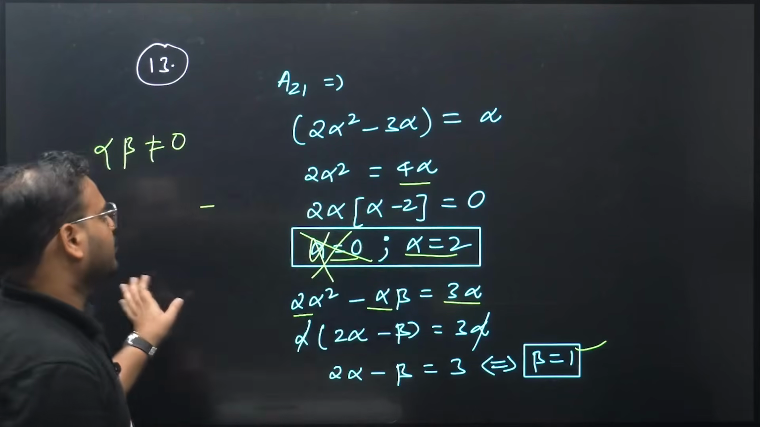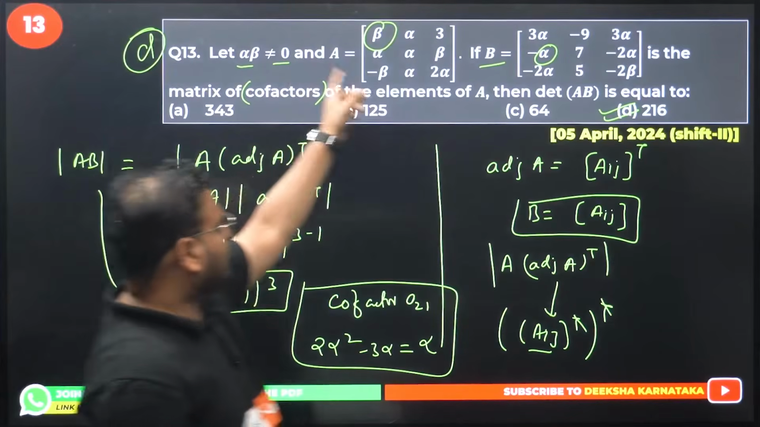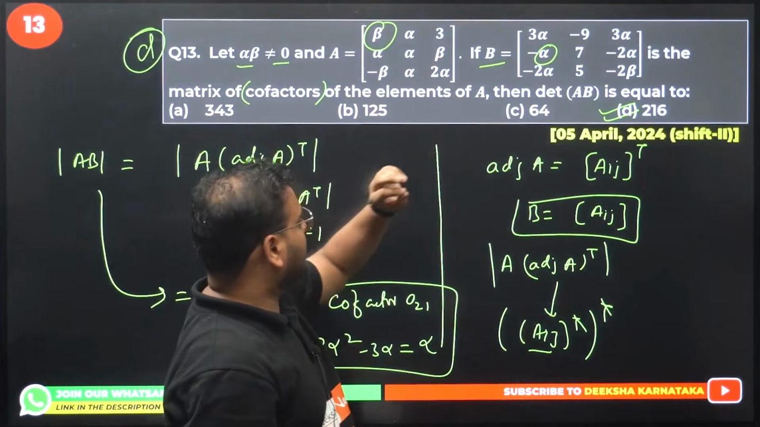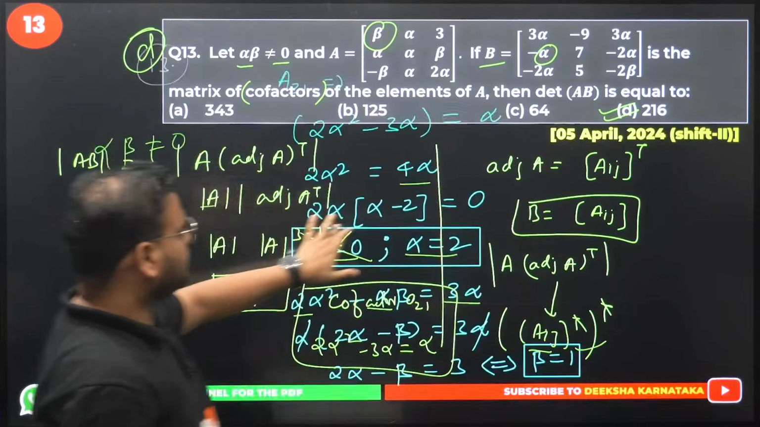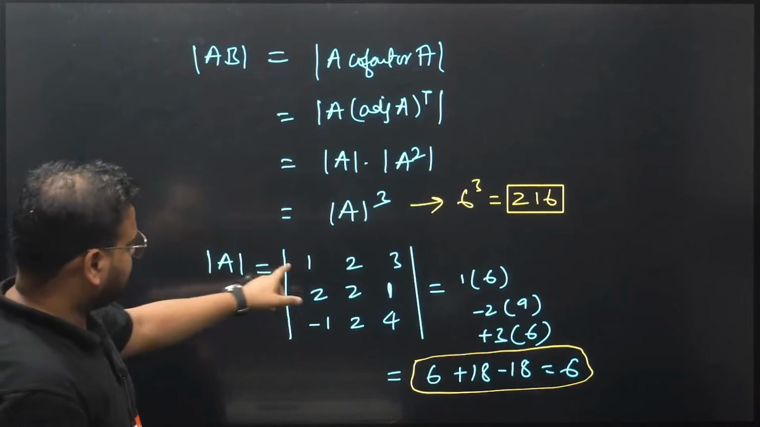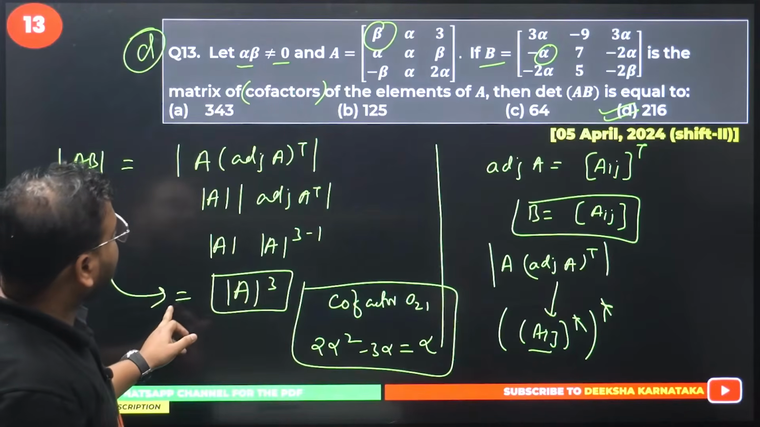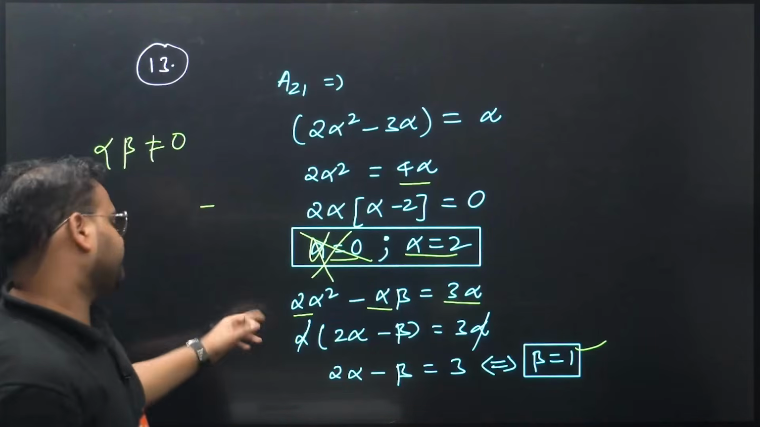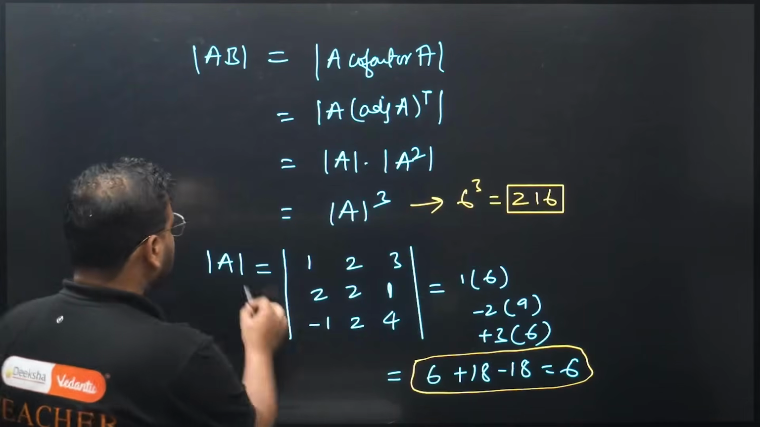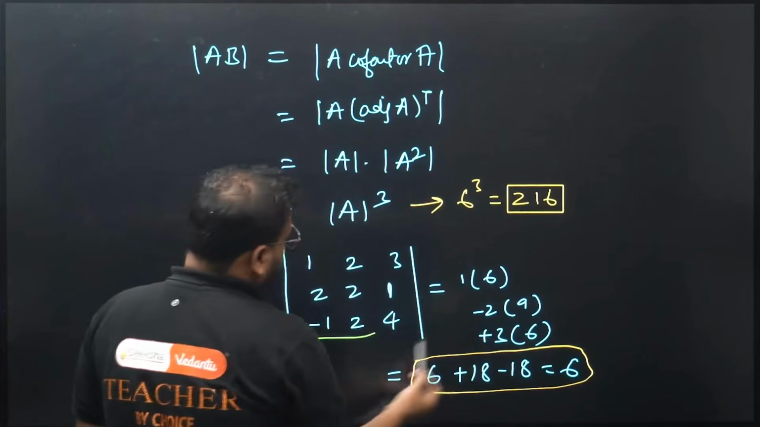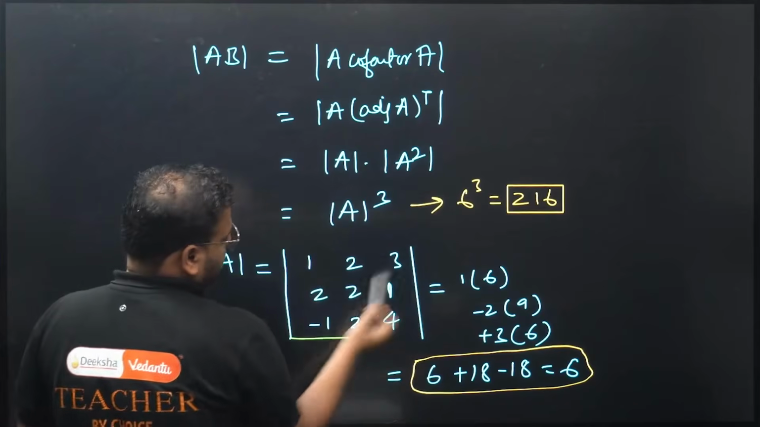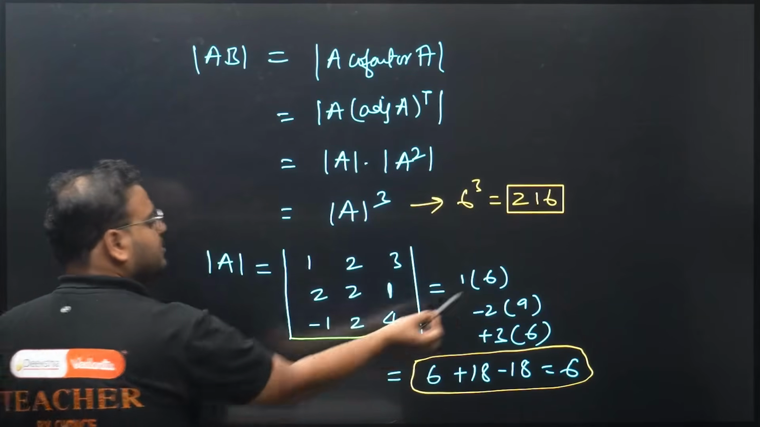Now the matrix is known. Alpha is 2, beta is 1. So the matrix is 1, 2, 3; 2, 2, 1; minus 1, 2, 4 actually, right? Yes, alpha is 2. That's your matrix. Find the determinant of that. You get the determinant value, check this out, across 1: 2 into 4 is 8 minus 2, which is 6.